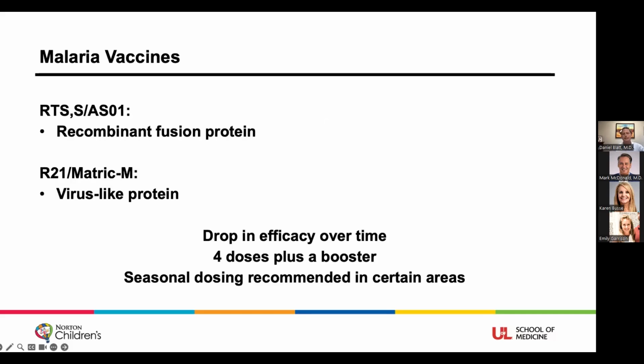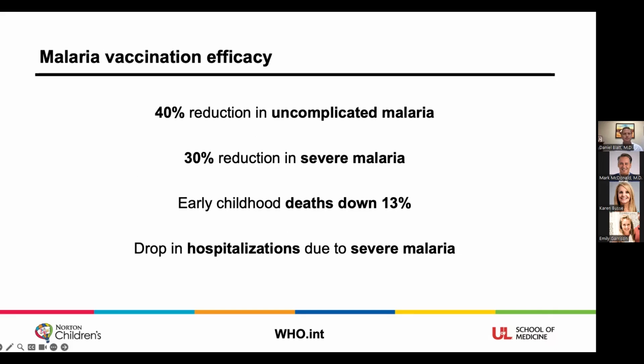The RTS vaccine is a recombinant fusion protein, and the R21 vaccine is a virus-like protein. I'm not going to get into the nitty-gritty of the science behind the vaccines because those are their own lectures, but both vaccines showed pretty good initial efficacy, with a drop in protection over time. And so we're still teasing out the recommended schedule for some of these vaccines, but there are places where seasonal dosing is recommended. So malaria vaccines are a breakthrough for child health and malaria control.